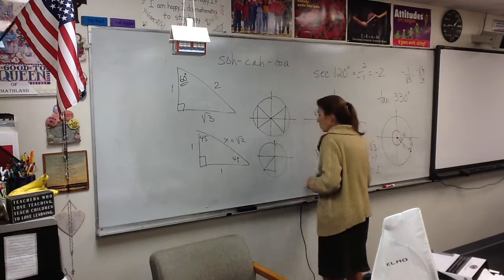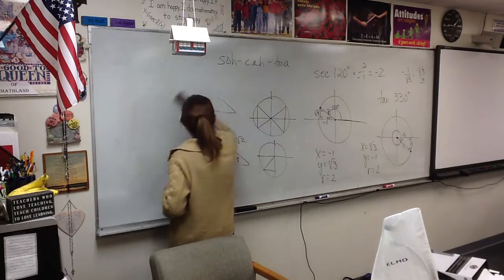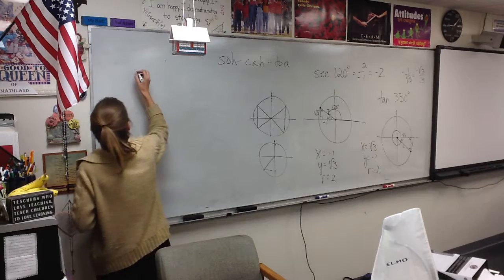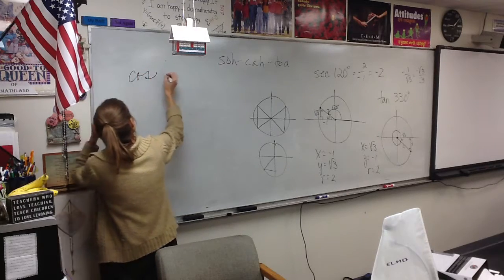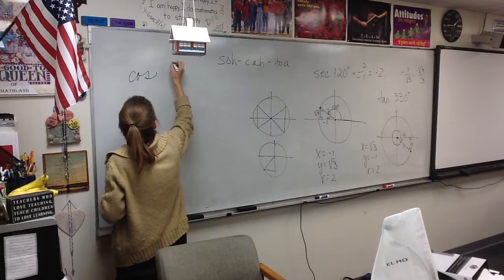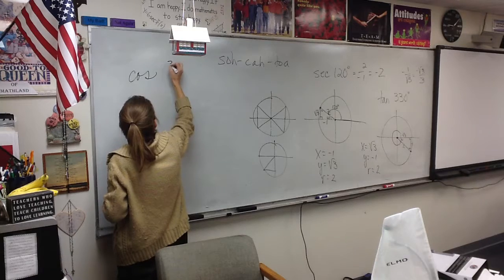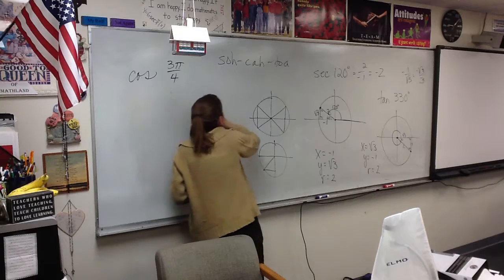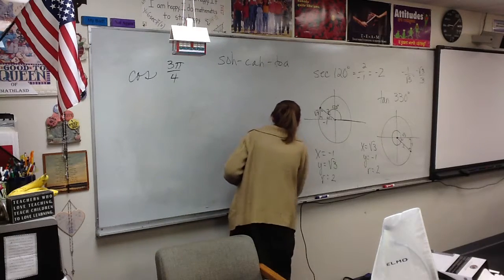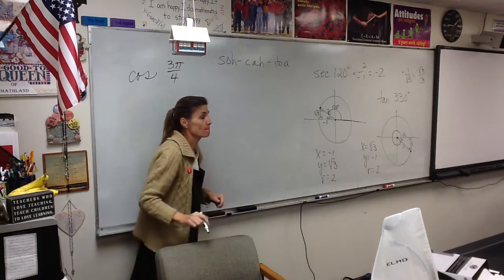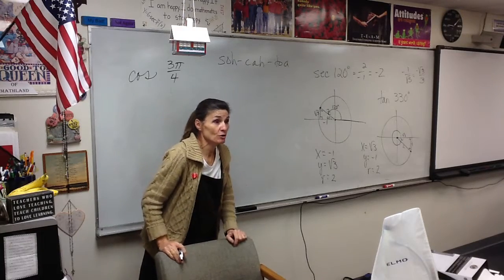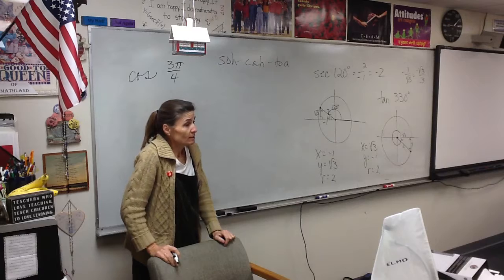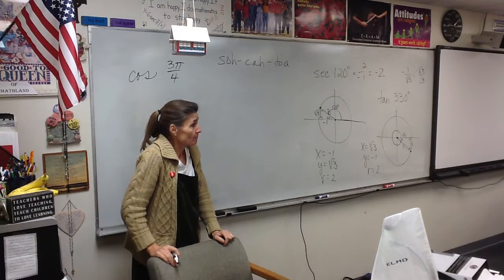I'll throw you a curveball. See if you can figure out what to do. How about the cosine of 3 pi over 4? Why is this a curveball? Because it's a radian measure, right? What might we want to do first?